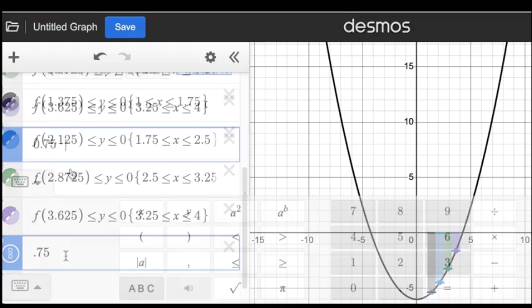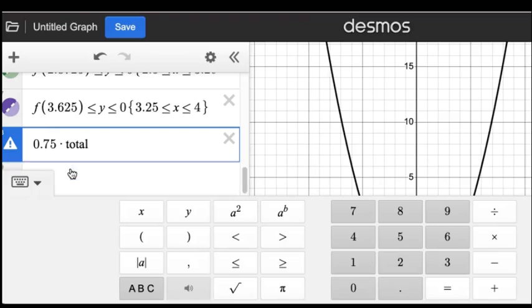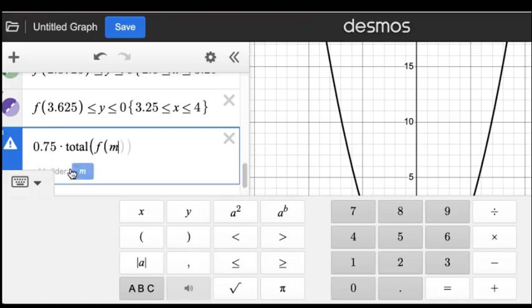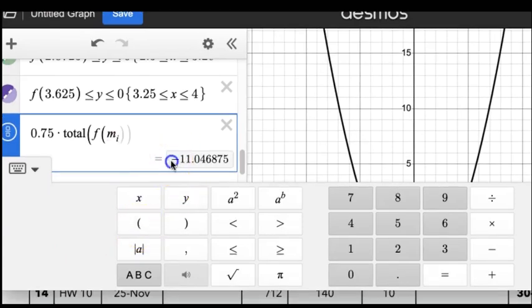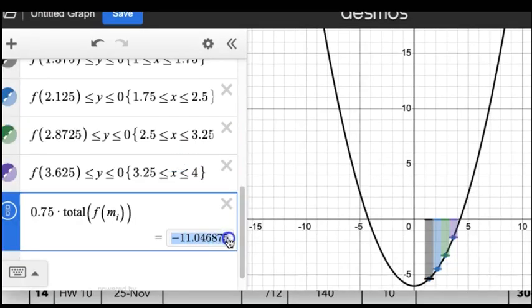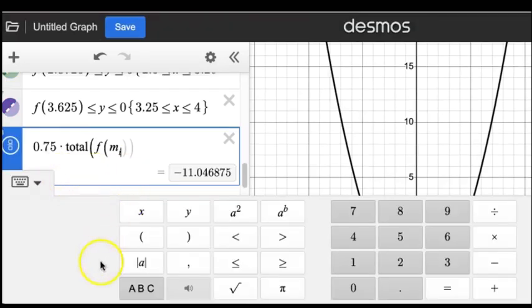the total, Shift 8, total, F of m sub i. All right, so there we get it. The definite integral has the value represented by the area, or maybe the negative area, between the x-axis and the functional value by these four rectangles added together, giving us a negative 11.46875. So let's go out to Alex and check our work.